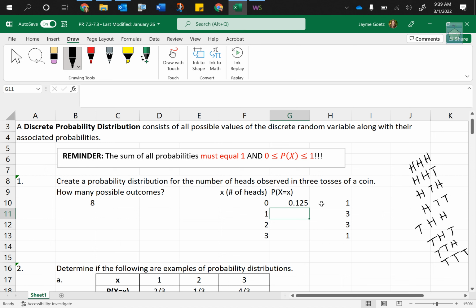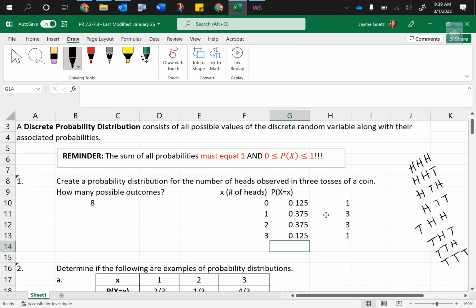So the probability of flipping 0 heads is 0.125. The probability of getting 1 of those to be a head is going to be 3 out of 8, so 0.375. The probability of getting 2 would be 3 out of 8. The probability of getting 3 would be 1 out of 8. Are we okay with that?